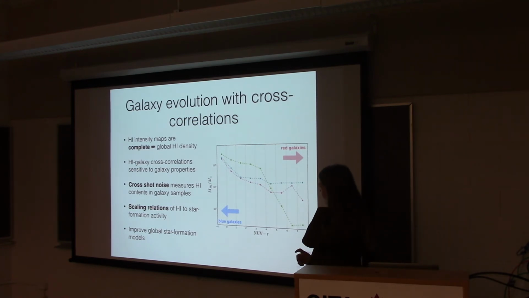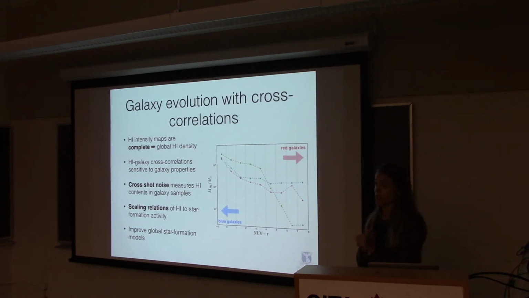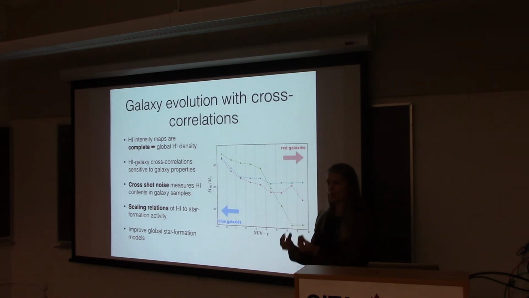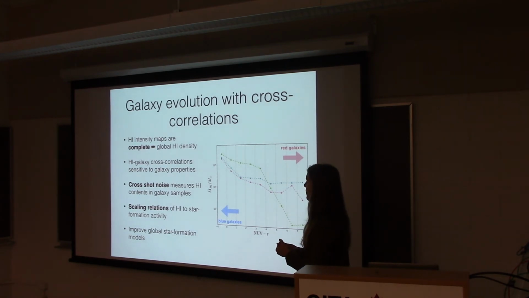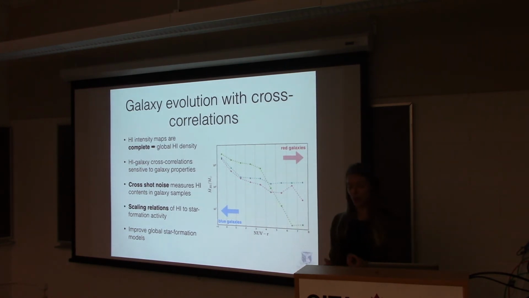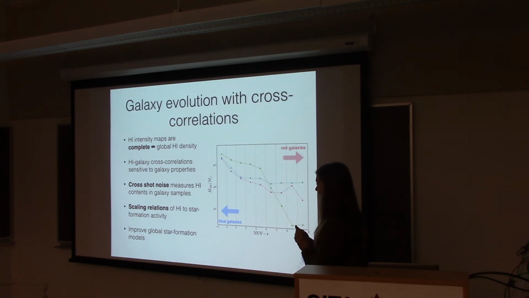So why are the cross-correlations really good to learn about galaxy evolution? First of all, there are no selection effects in the H1. So you can really start probing the low H1 mass end with intensity maps through the cross-correlations. The shape of the cross-correlation power spectrum will be sensitive to that. And then there's one more thing, the cross-shot noise, which I will go into in a bit of detail, which will tell you particularly well about the H1 mass of the optically selected objects. I'm going to explain that better in a minute, just bear with me.